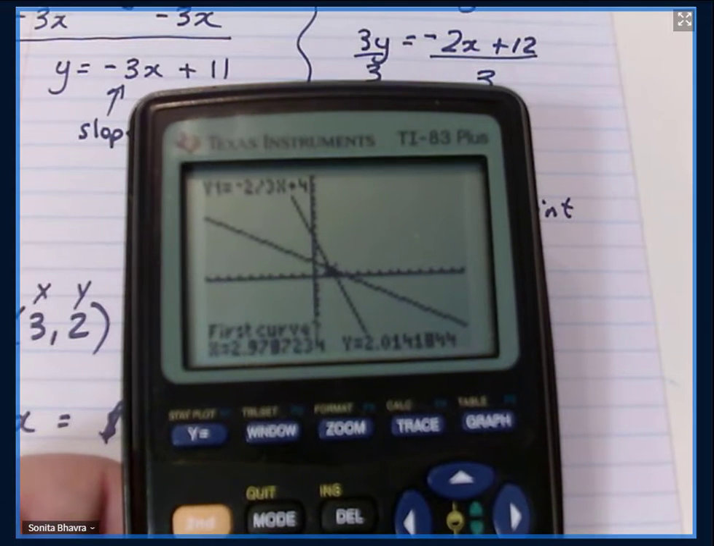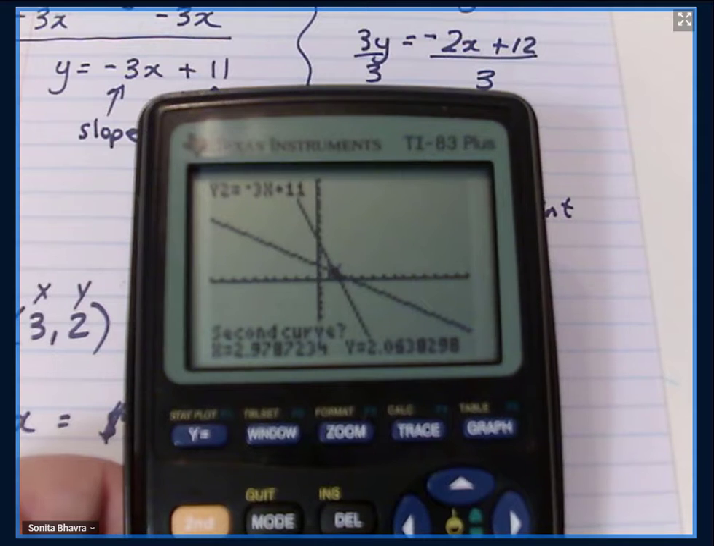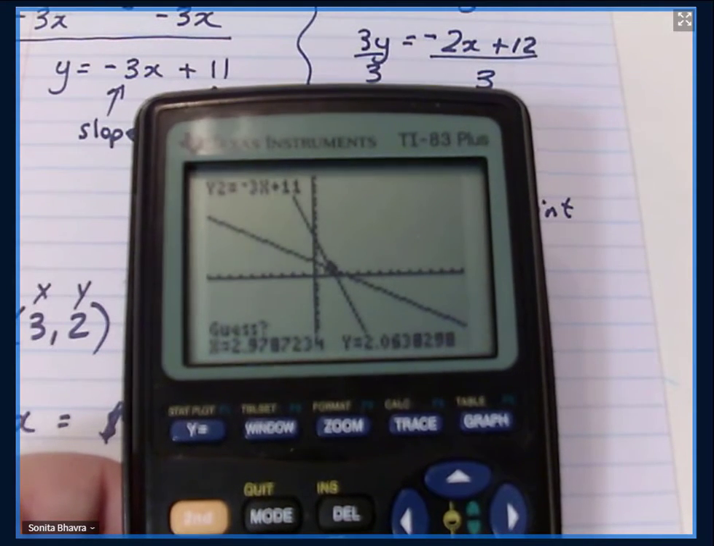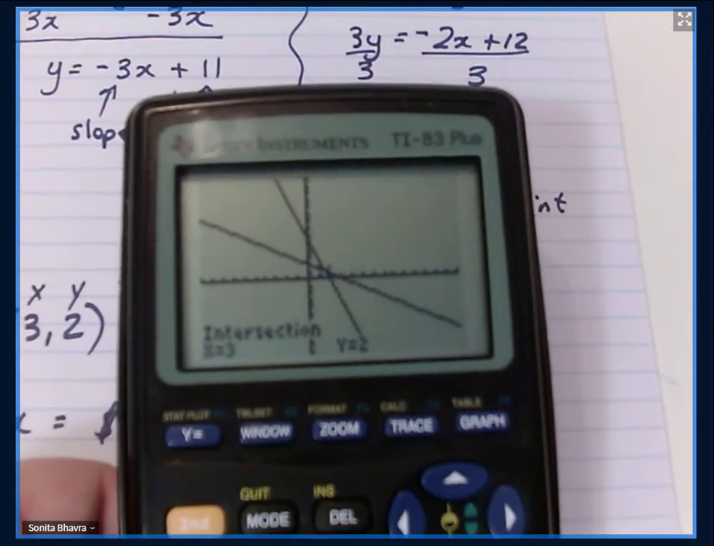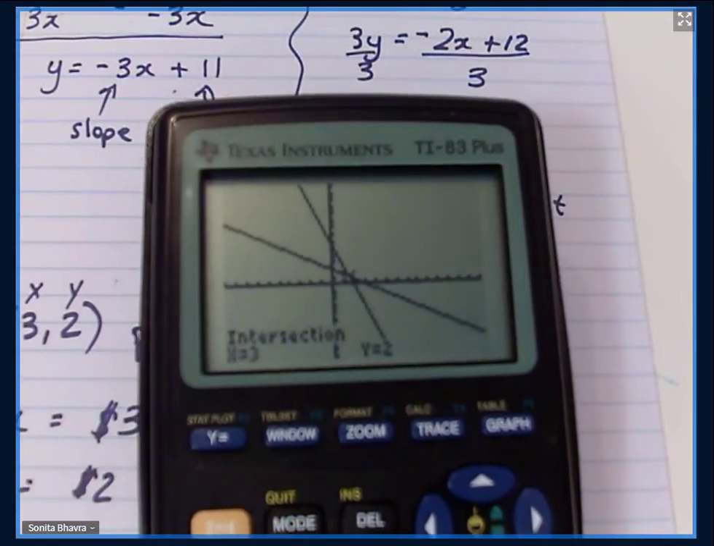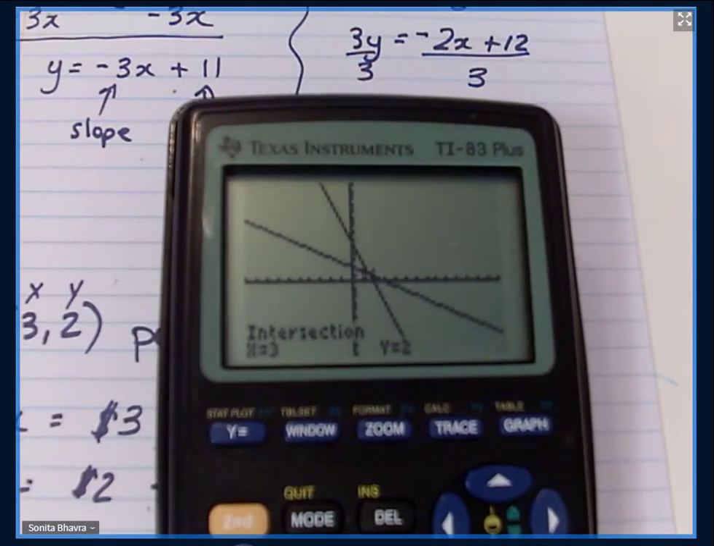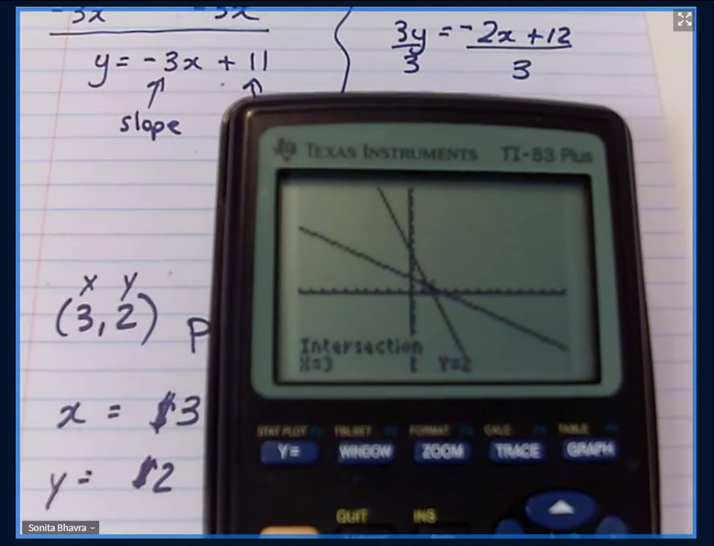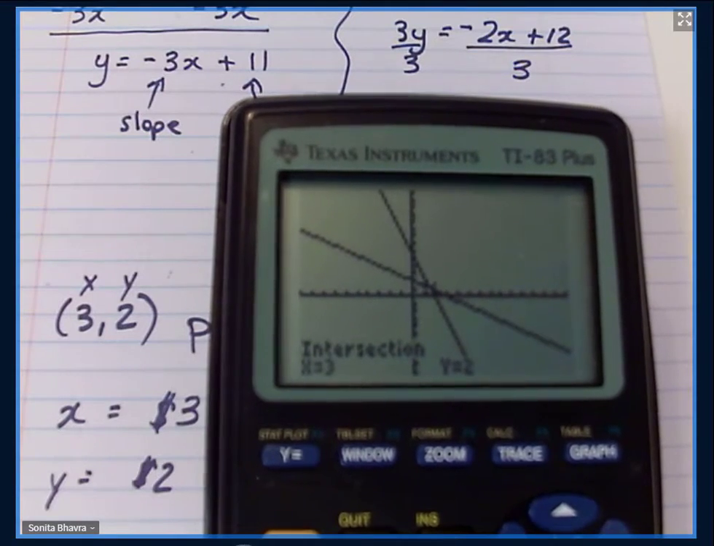All right, it's going to ask you for first curve, you're going to hit enter. Second curve, make sure the cursor has gone on to the second graph, hit enter, and then it's going to say guess. You're going to hit enter, and our intersection point is at x equals 3 and y equals 2. So that's confirmed. Exactly what we had gotten when we had done our graph manually. So intersection point is at 3, 2.